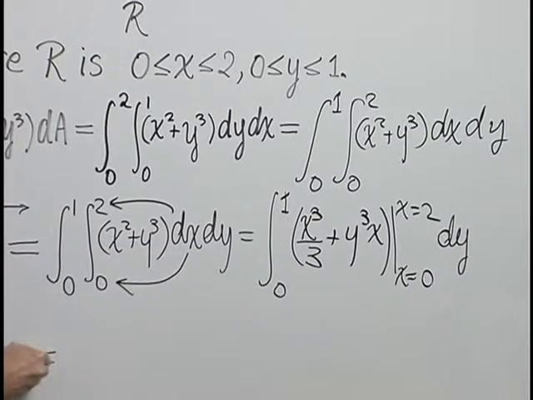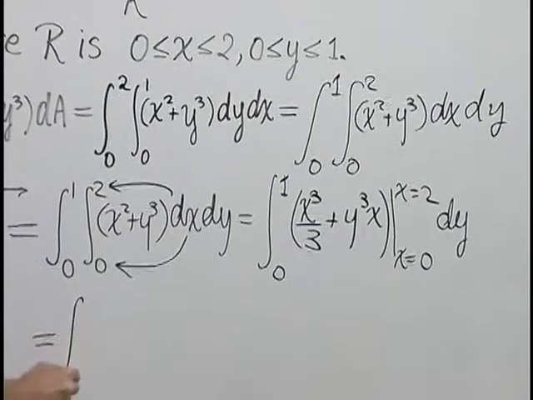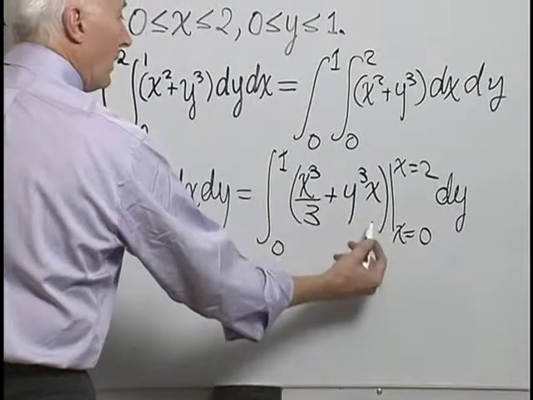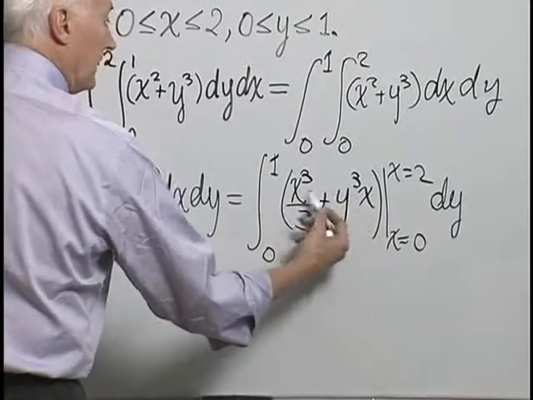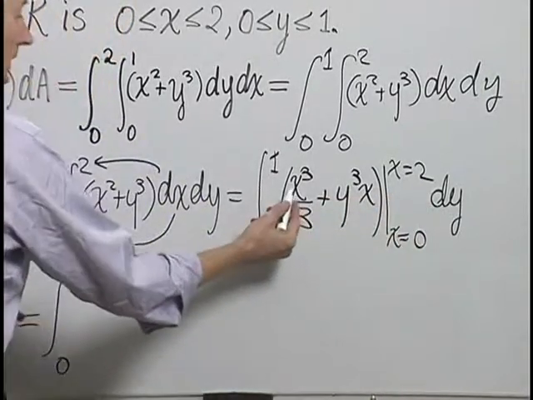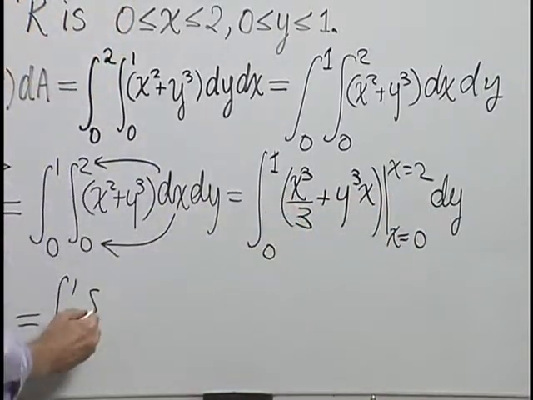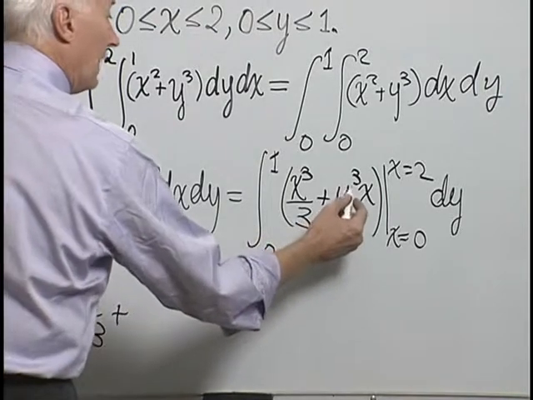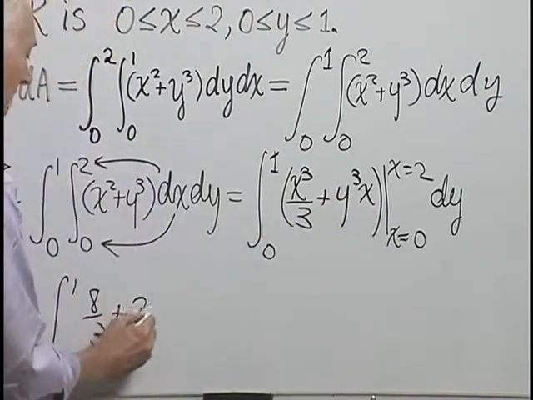So now let's actually do the evaluation with respect to x. That is, when I put x equals 0, I'll get nothing, so all I have to do is substitute x equals 2. So the first term is 8/3 plus, and now we have 2y cubed.